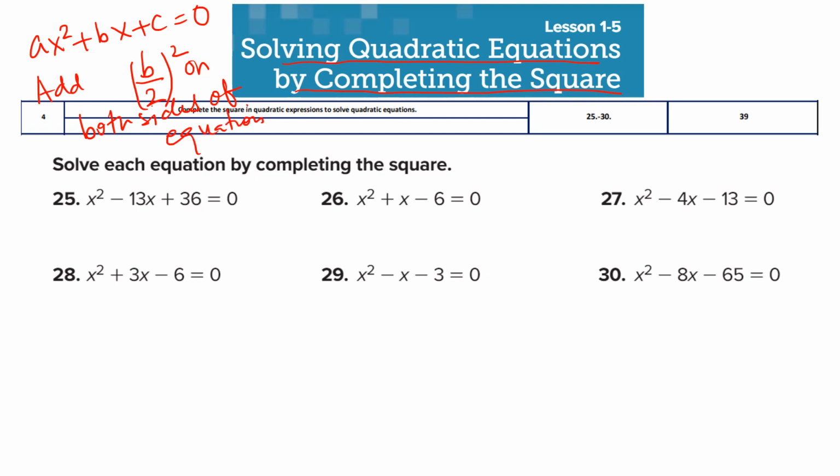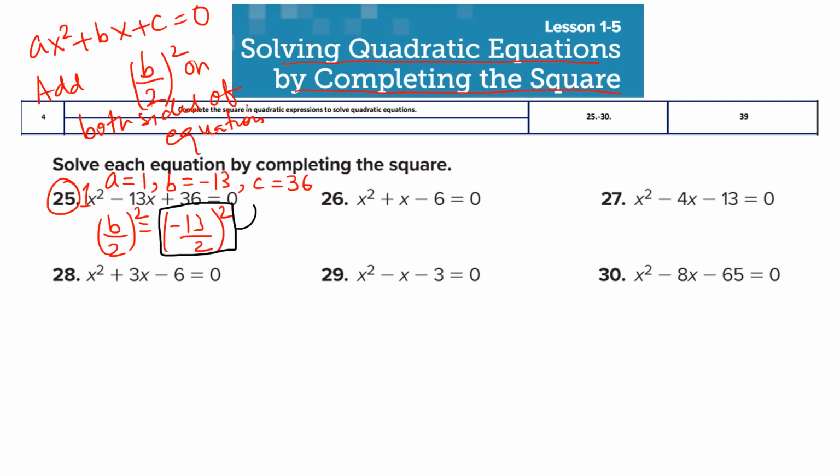Okay, so for example, I'm just taking an example of question 25, the first question. Here, if I ask you what is A, it is 1, the coefficient of x square. B, it is minus 13. And C, it is 36, right? So B divided by 2 will be how much? It will be minus 13 divided by 2, and then its square would be the square of this. So this is the number I'm highlighting, minus 13 by 2 whole square, that will be added to both sides of the equation.